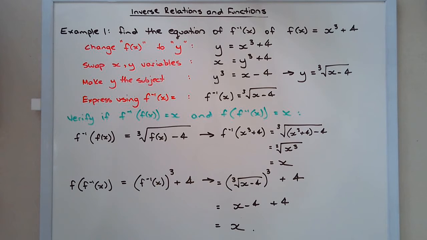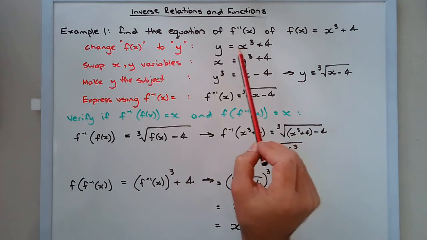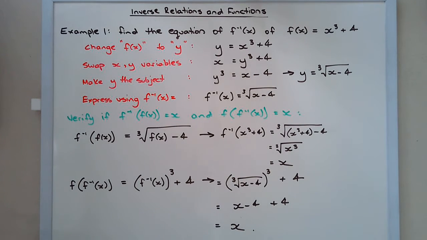The following is an example of finding an inverse function using inverse function notation. Find the equation of the inverse function of f of x equals x cubed plus 4. Firstly, we'll change f of x to y. So I'm going to rewrite this function as y equals x cubed plus 4.